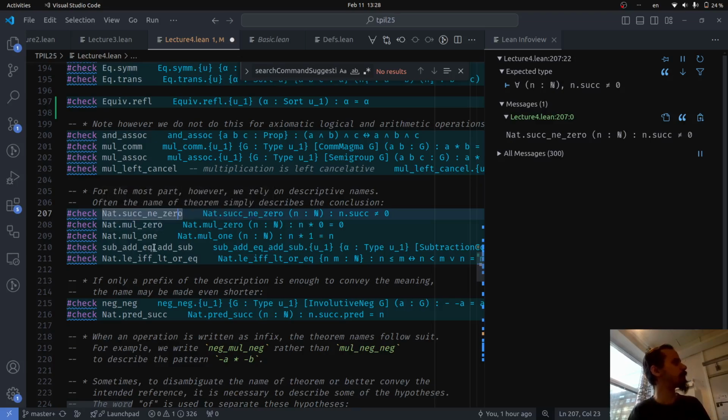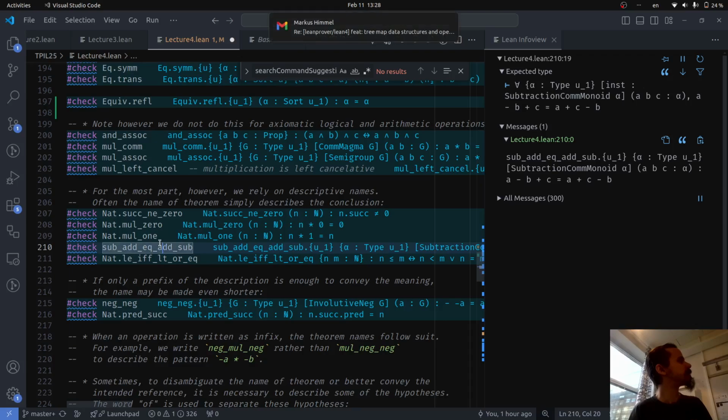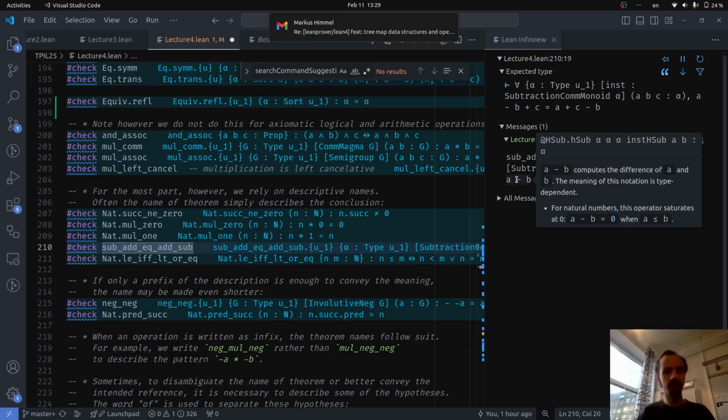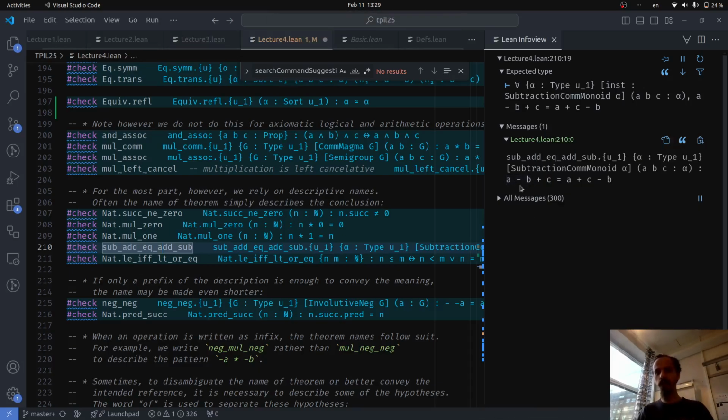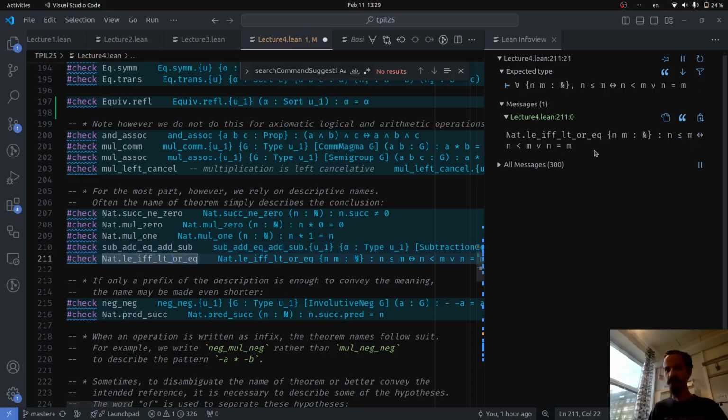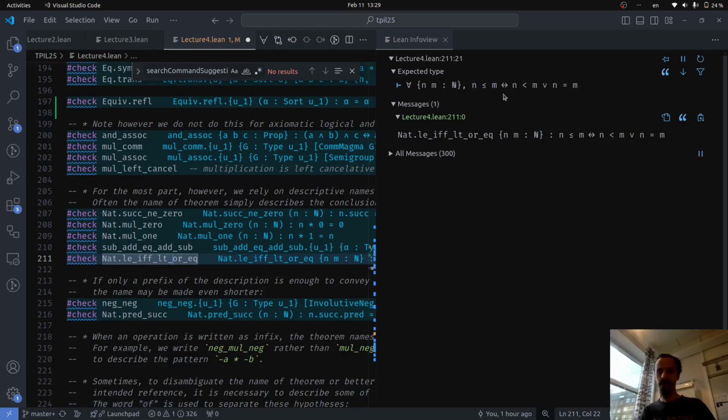Similarly, mul_zero, mul_one, sub_add_eq_add_sub is because we have sub. So in order we have subtraction, addition, equals, addition, subtraction. So you get sub_add_eq_add_sub. And LE, yeah, so this is, what is it? Yeah. LE if and only if LT or EQ, right?